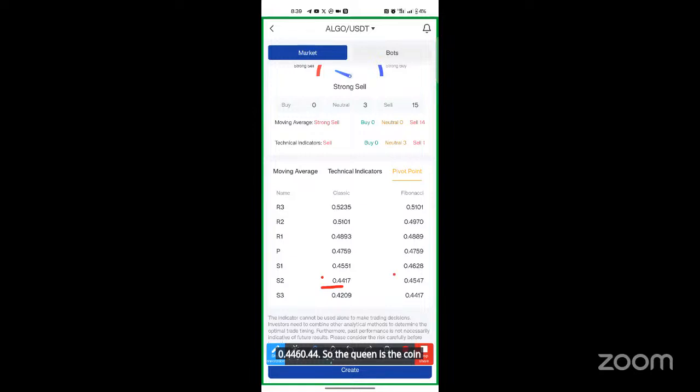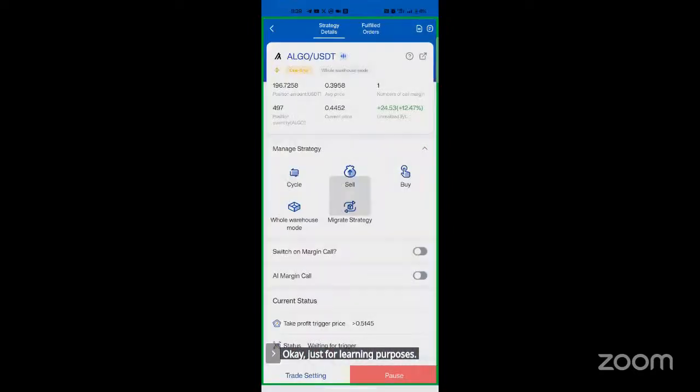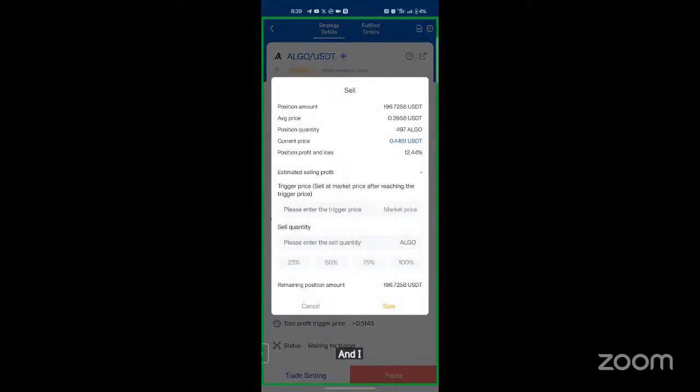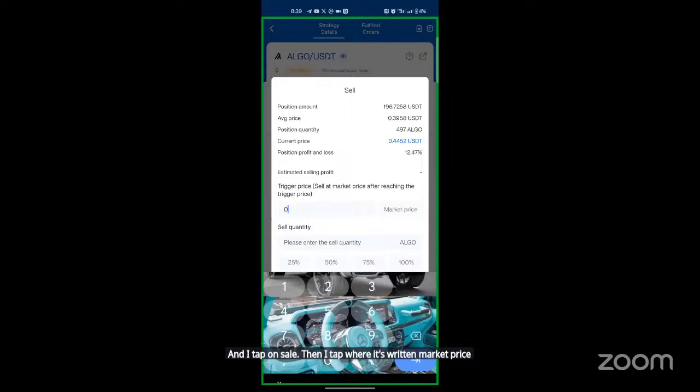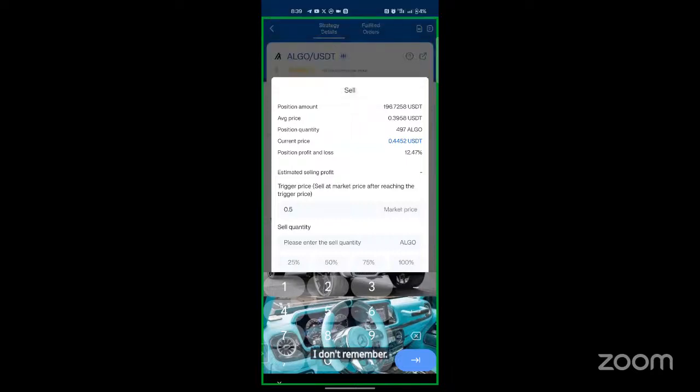So the coin is just around here. And so if I want to take profit, let me say at this price, which is 0.5235. Okay, just for learning purposes, I'll open this coin and I tap on sell. Then I tap where it's written market price. I'll write in the price 0.5. I don't remember. 0.5. Let me leave it at that.